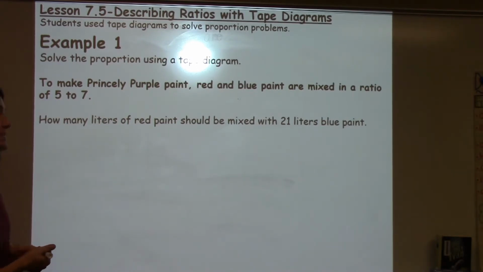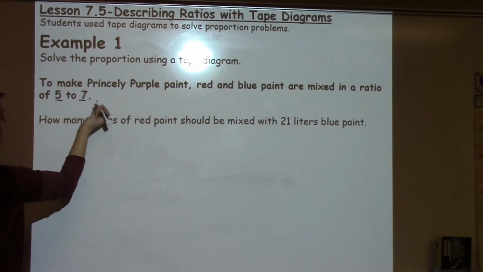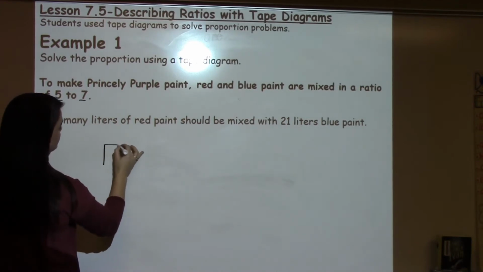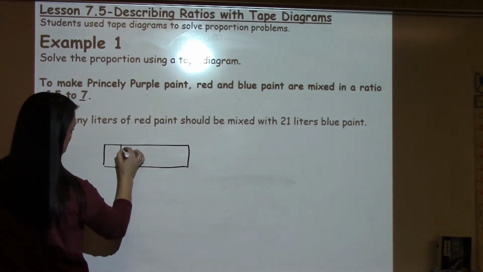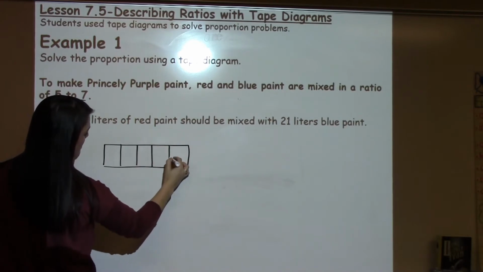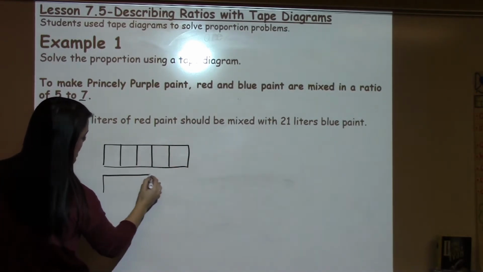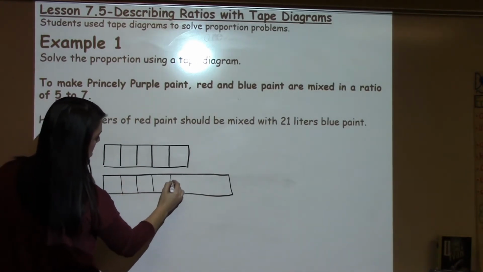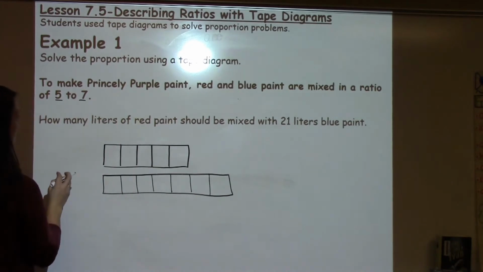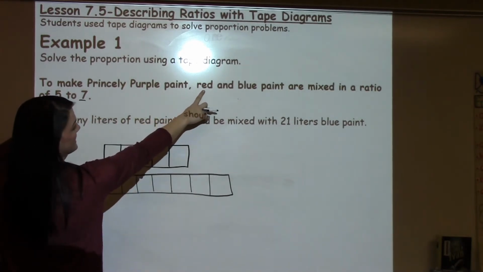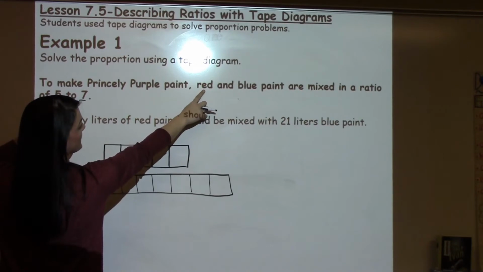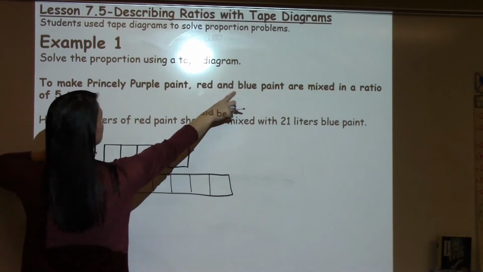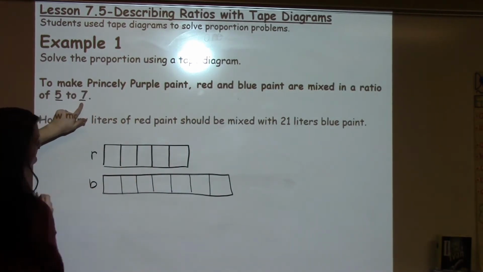So the first thing that we're going to do with the tape diagram, again, it's a very visual model. So I look to see what my ratio is, and it's 5 to 7. So the first thing I'm going to do is draw 5 squares. And then I'm also going to draw 7 squares to represent 5 to 7. All right, so I have 5 red because red came first in this. Red was the first word here, and 5 is the first number, so I know I have 5 red, and then blue came second, and 7 came second, so I know I have 7 blue.